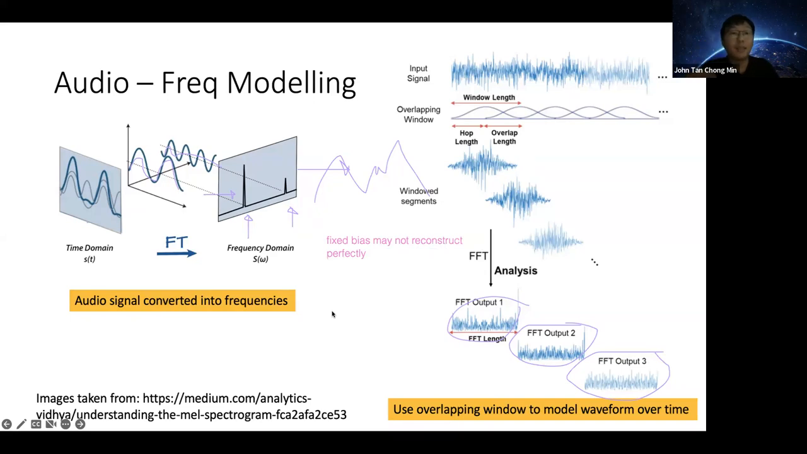And at the same time, it also means that we cannot interpret it back to the original signal that we have heard. So if you want to do reconstruction loss, fixed bias is bad. But I'm saying that for most prediction problems, you don't have to reconstruct. You can just predict in the latent space. So the fixed bias will be good enough.